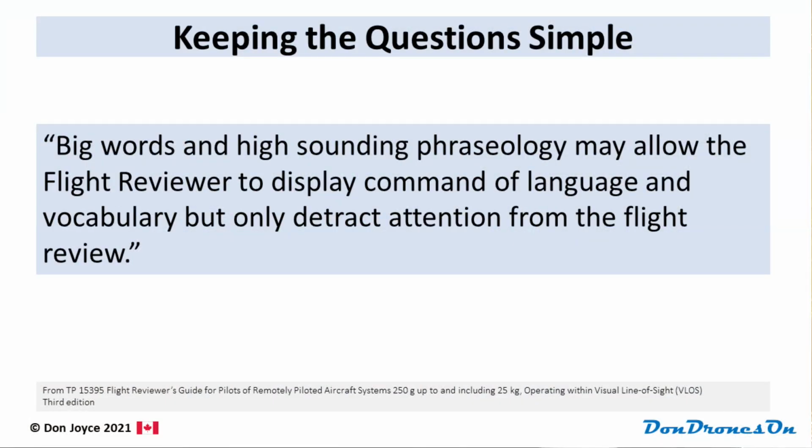Challenging with "Why the hell would I need to know that?" may get you tossed, but saying "I've often wondered why Transport Canada expects us to know about VFR charts when there are easier to read and perfectly reliable maps elsewhere" may result in a pleasant conversation. Clearly, flight reviewers intimidating candidates with jargon has been an issue in other areas of aviation as well. The TC document even says, "Big words and high-sounding phraseology may allow the flight reviewer to display command of language and vocabulary, but only detracts attention from the flight review." I actually find this a bit unsettling that TC felt it necessary to explain this to reviewers.